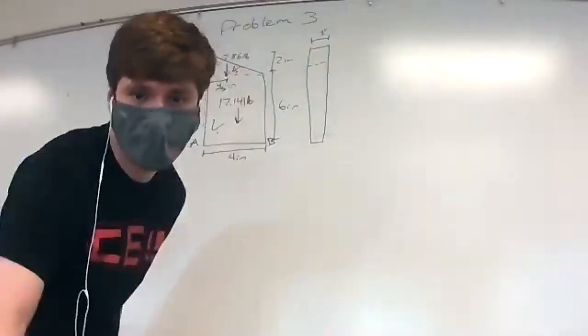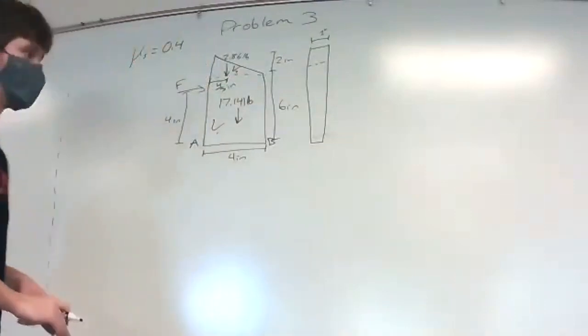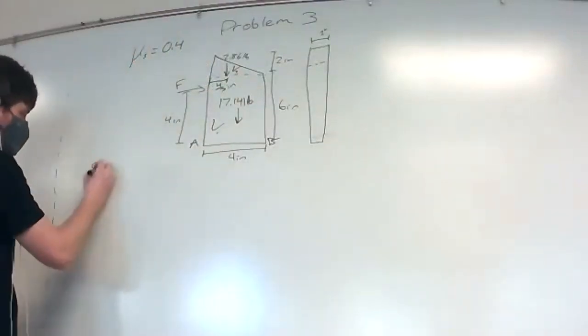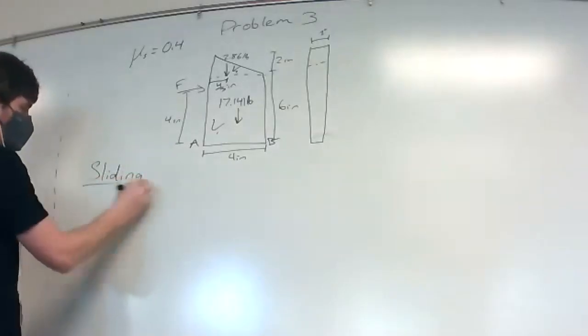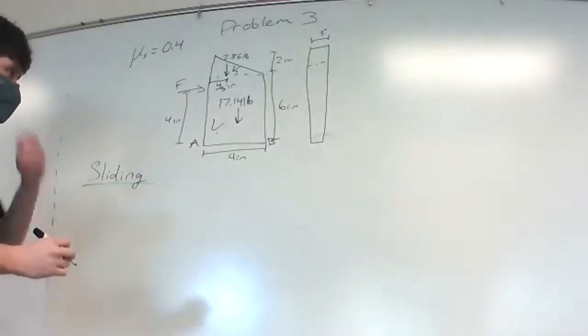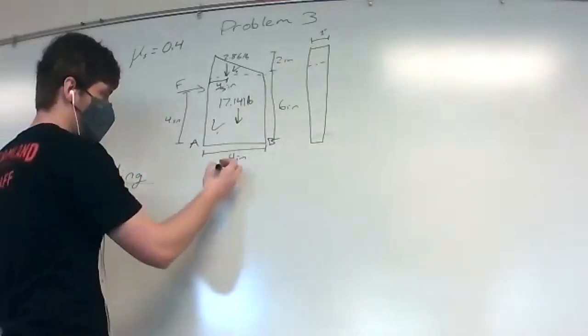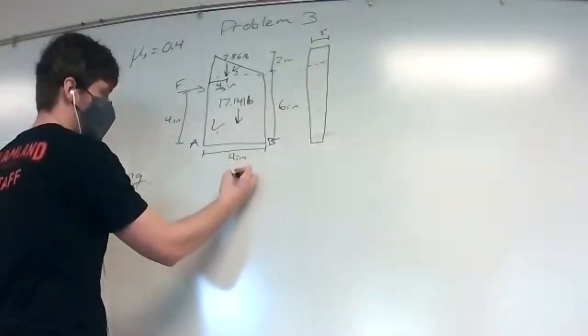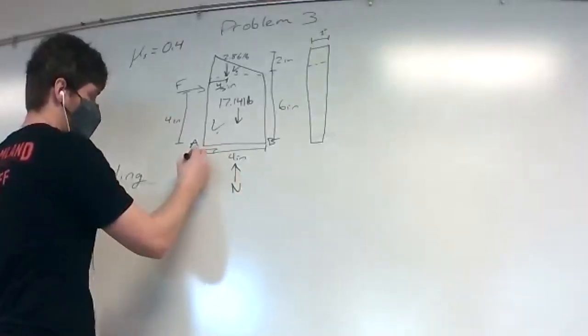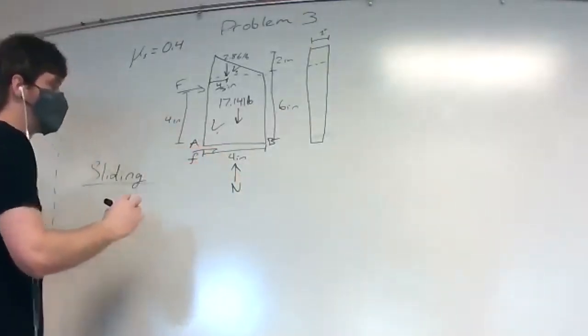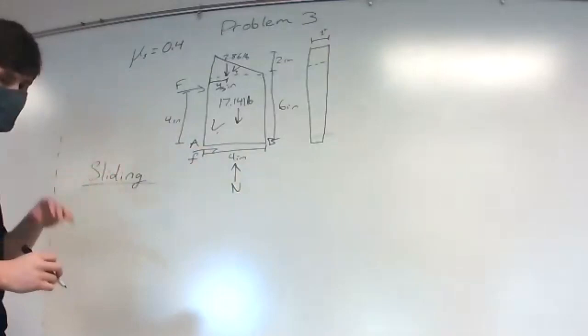Knowing our weight values now, we can begin our test for sliding and tipping. So let's say sliding first, or slipping, whichever one is fine. For this shape, we're going to have our normal force in the center. We're going to have our F, and we have our F here.